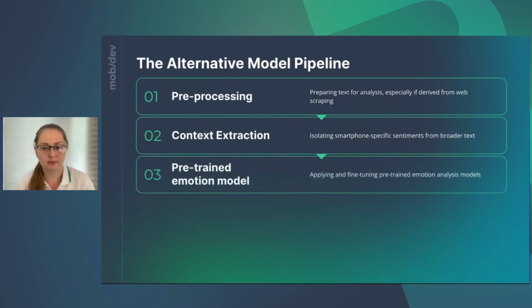Then we would use a pre-trained emotion model. There are quite a lot of them, and there are quite a lot of really good quality data sets for the emotion detection task. And we can apply this to the context, and that's how we could understand the specific emotion related to the smartphone in this context.